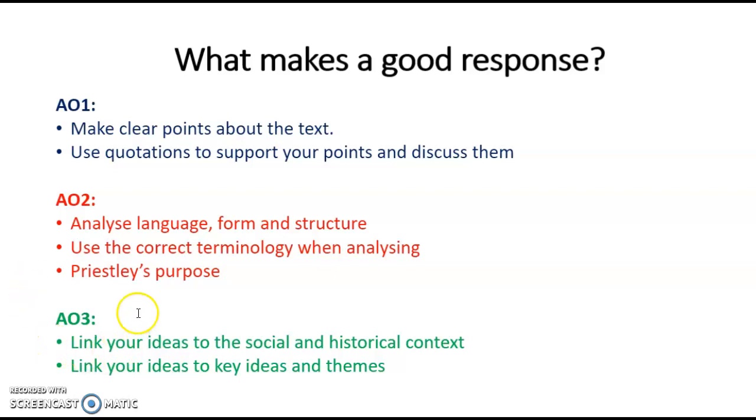And then finally, AO3 is linking your ideas to social and historical context. So what is happening at the time, and key ideas and themes as well, like responsibility. When we're talking about key ideas, it's key ideas at the time when Priestley was writing and what he was trying to convey and highlight, for example the contrast between capitalism and socialism. So that is essentially what you'll be assessed on when the examiner is marking your response.